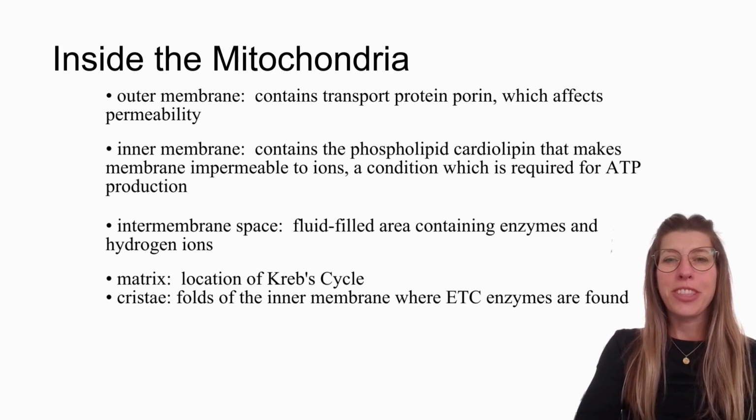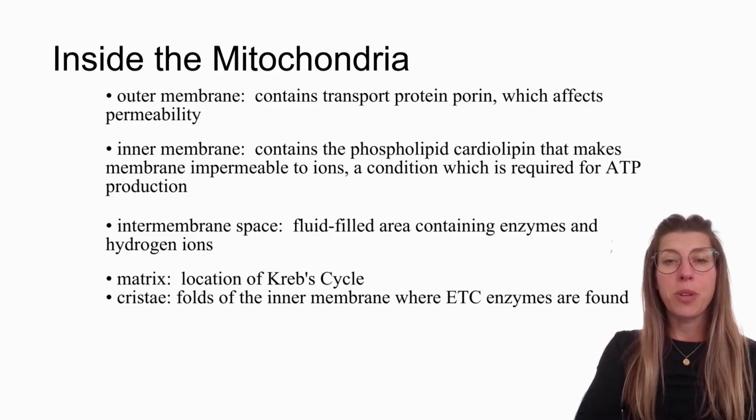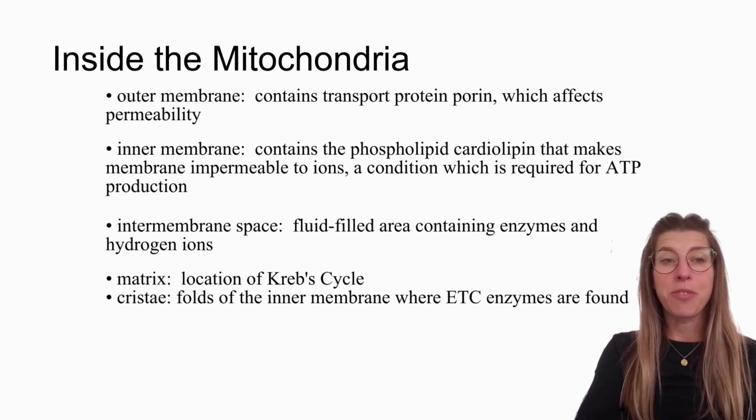The inner membrane contains the phospholipid cardiolipin that makes the membrane impermeable to ions. This condition is required for ATP to be produced because a gradient has to be produced on both sides of that membrane. So it can't be permeable. It needs to keep ions either in or out for the production of ATP, which we'll be looking at tomorrow, specifically when we talk about the electron transport chain and chemiosmosis.